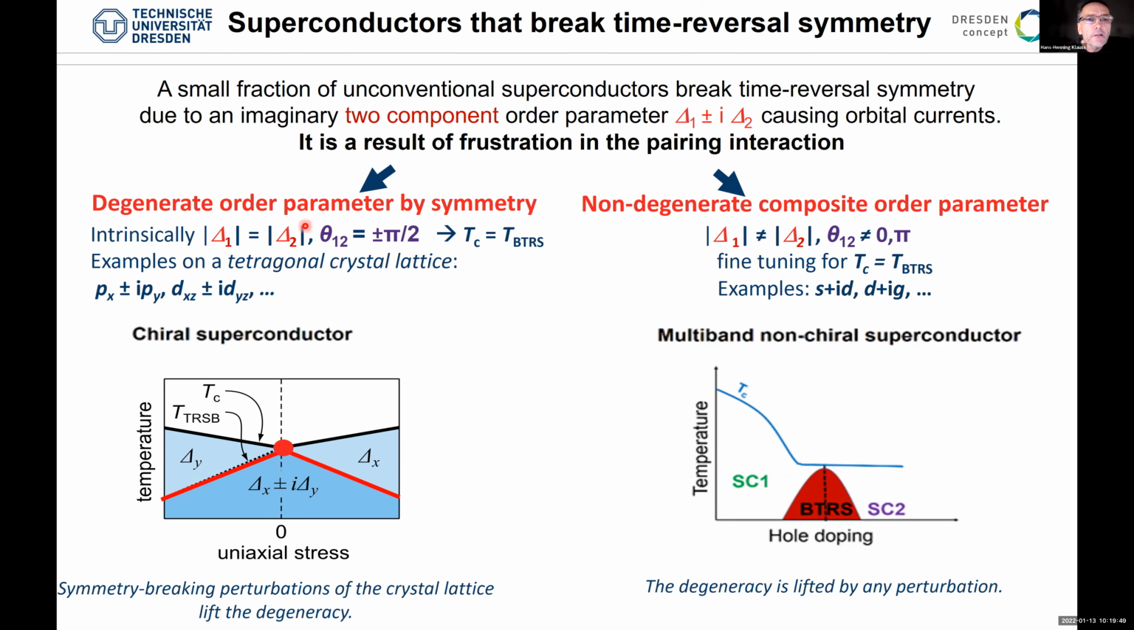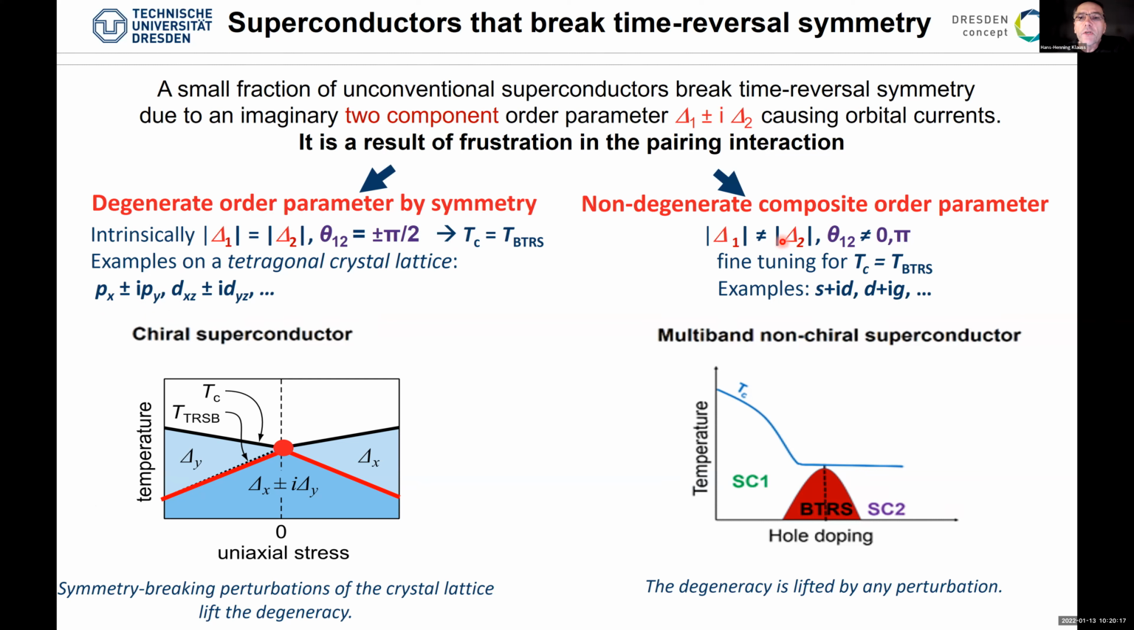And either these two states are degenerate by symmetry. So for example, in the famous p_x and p_y proposition, which was initially suggested for strontium ruthenate, these basically come from the same irreducible representation. So in principle, they should have the same energy. Therefore, they are degenerate order parameters by symmetry in the tetragonal lattice.